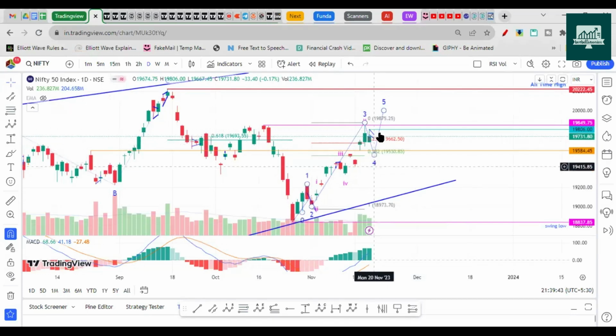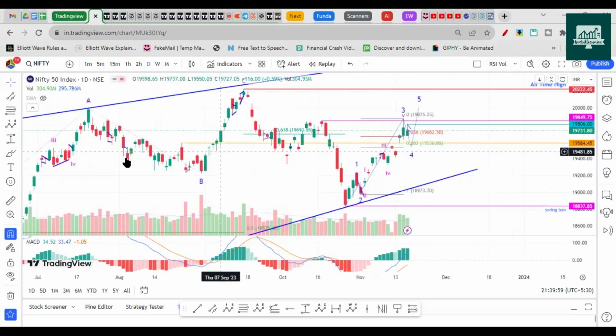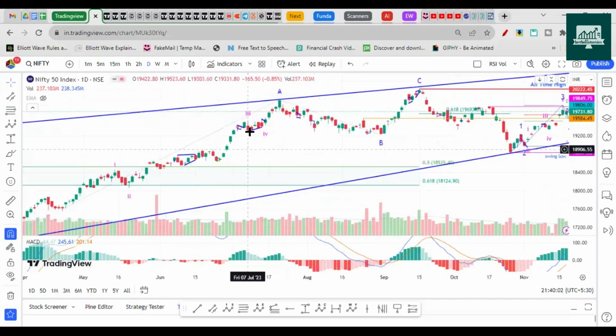Okay, so what if it breaks this high? Don't worry, if it breaks this high, then we have to adjust the wave counts internally. It could still head towards 20,000, right? So almost 200 points it can move on the upside. So that's possible, or it can even make smaller patterns. So patterns like these can be possible.